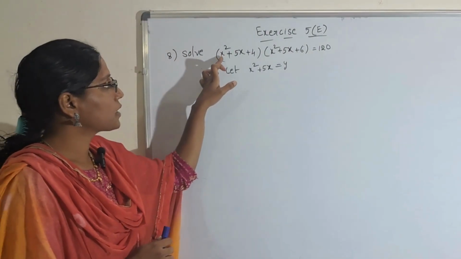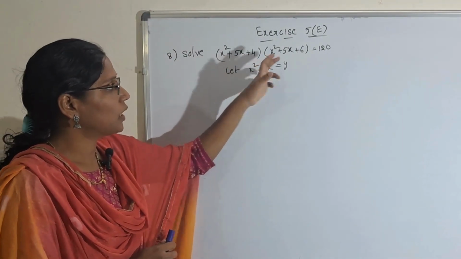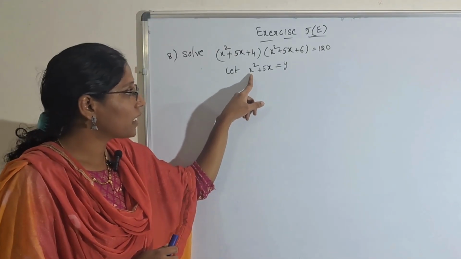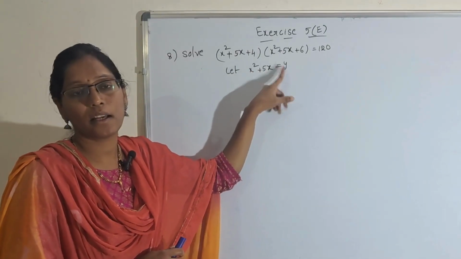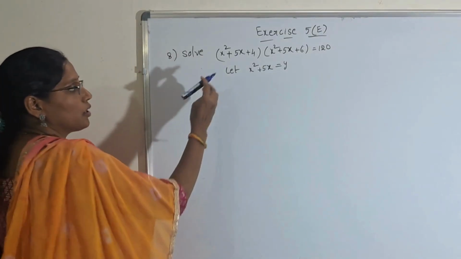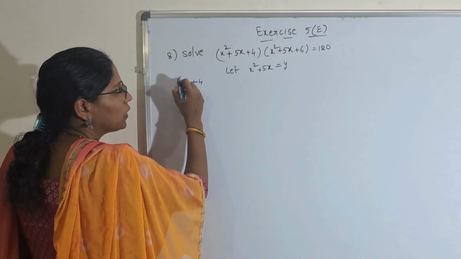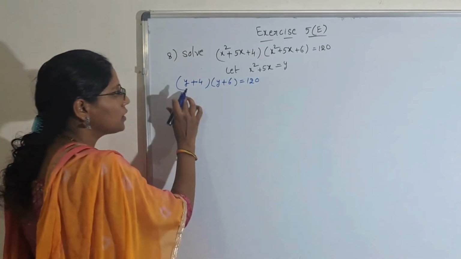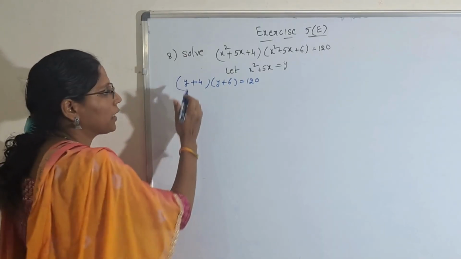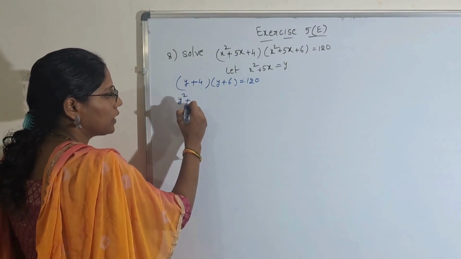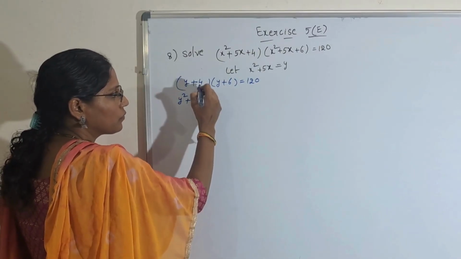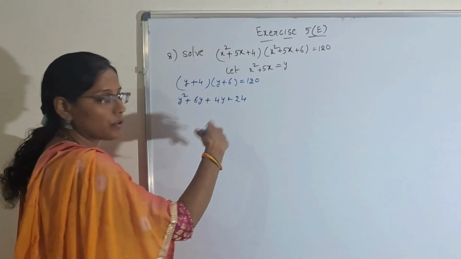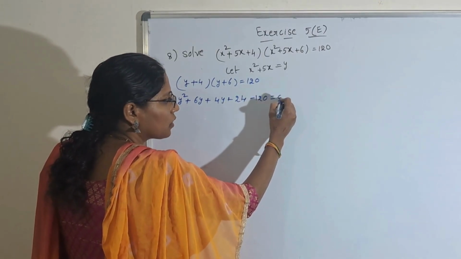Question: solve x square plus 5x plus 4. Here also x square plus 5x plus 6 equal to 120. Here we have to take x square plus 5x is equal to y. They have given hint. We can use this condition y plus 4, here y plus 6 equal to 120. These are binomial terms. We have to multiply y into y square plus 6 into y 6y plus 4 into y 4y plus 4 6 are 24. This 120 we have to shift left side minus 120 equal to 0.